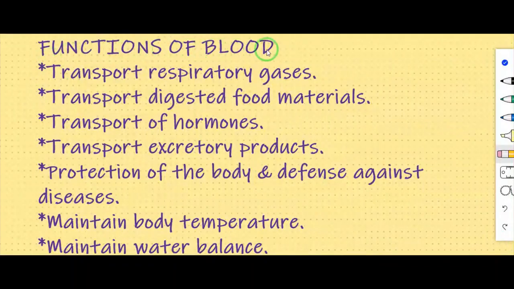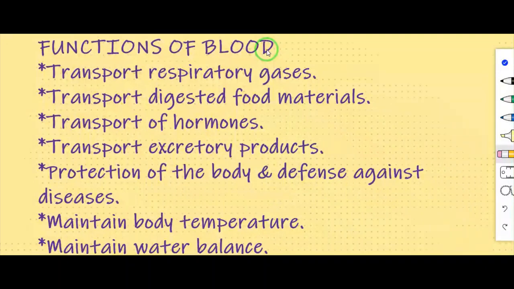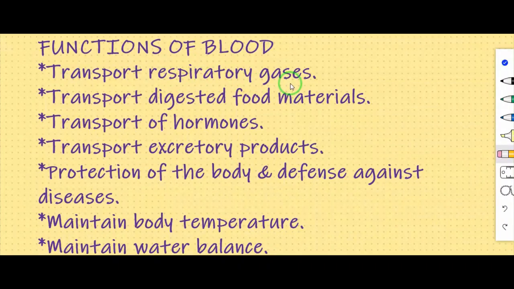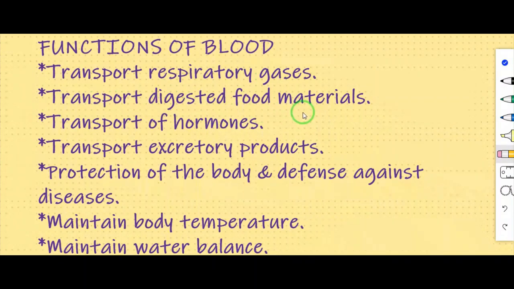Functions of blood. There are different functions, but let's see a few. First, transport of respiratory gases, meaning oxygen and carbon dioxide, to different parts of the body. Then transport of digested food materials to different body cells. Then transport of hormones, and transport of excretory products like ammonia, urea and uric acid.